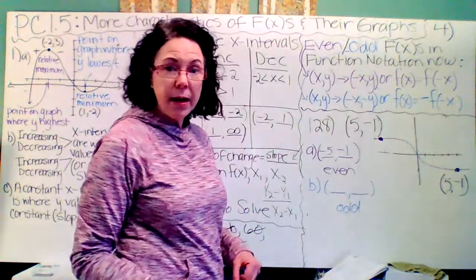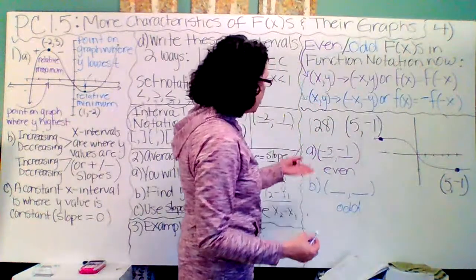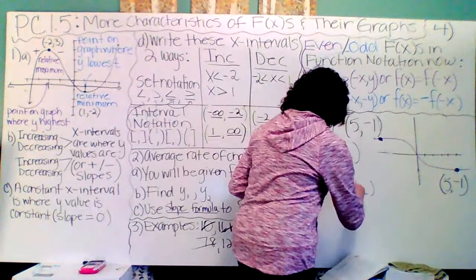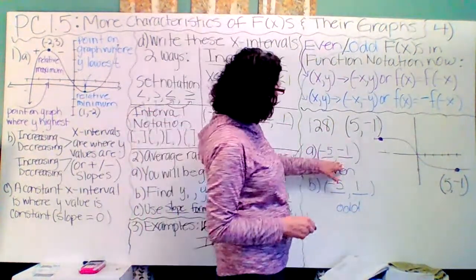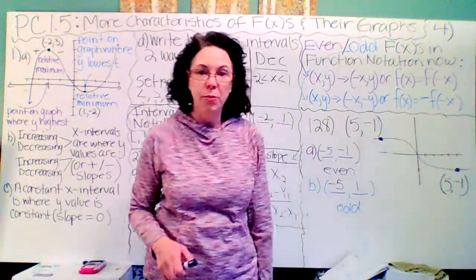What point would that be? It would have to be the same distance from the origin, right? So notice this point would be a -5 and a +1. But you knew this. You knew an even function, the x changes sign and the y stays the same. And with an odd function, they both change.